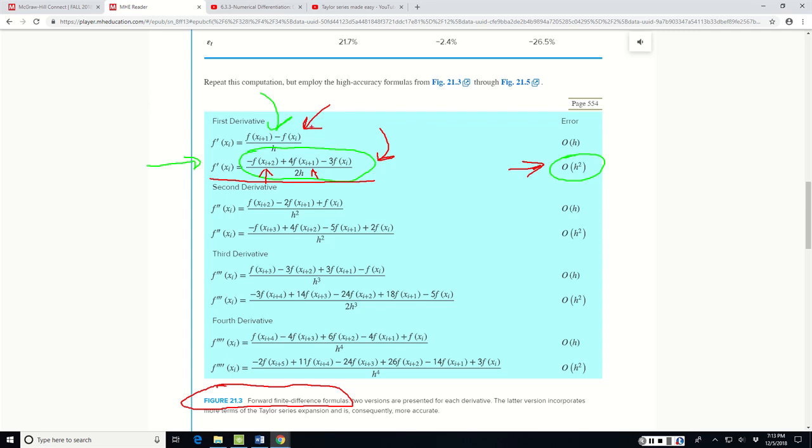For the less accurate formula, you only needed to know the y values at two different locations, right? Xi, where you're trying to evaluate the derivative, and one forward neighbor. For the more accurate formula, you need to have an extra forward neighbor, xi plus 2. You're still trying to evaluate the derivative at xi, still the first order derivative. You're still using the forward finite difference approximation, but you're using more points.